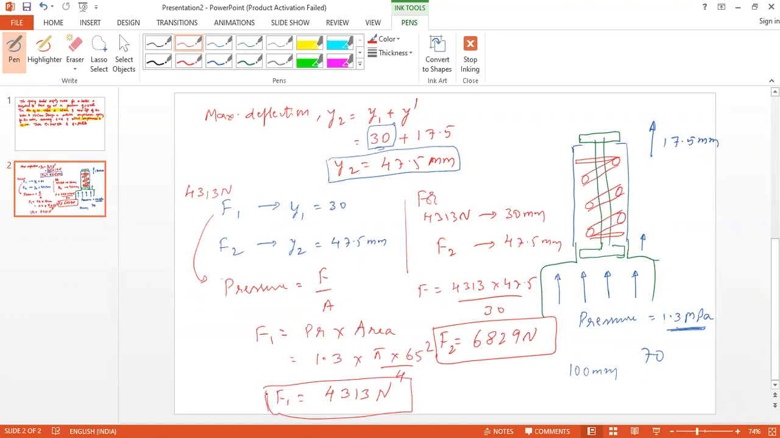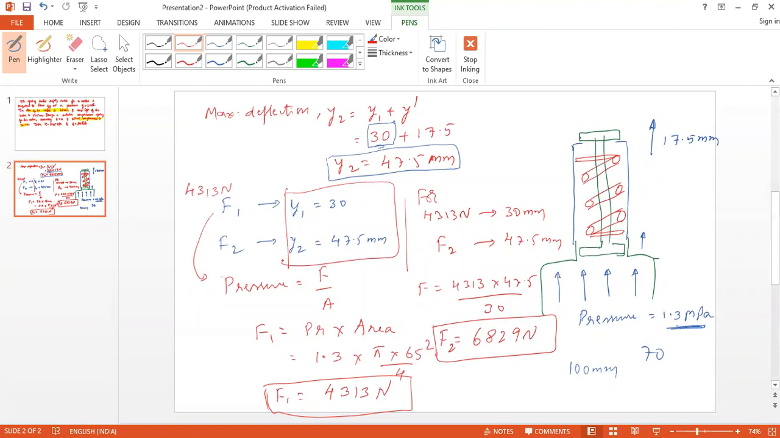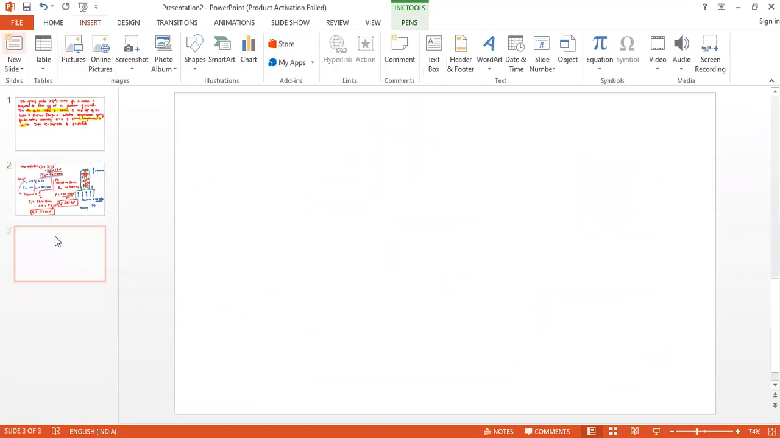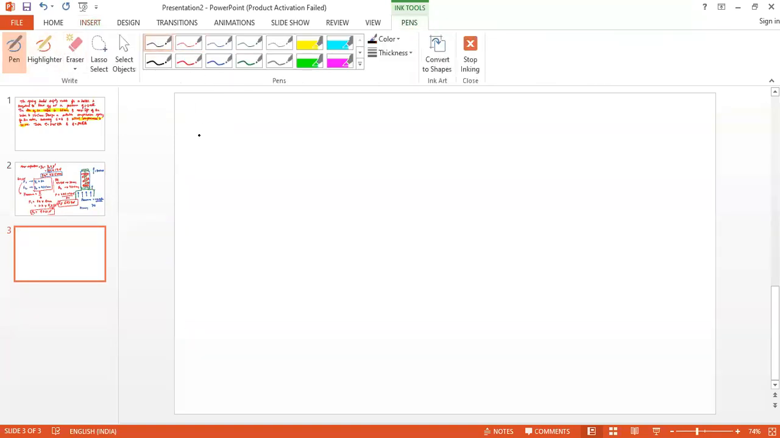So we know the values of F1 and F2, Y1 and Y2. So first we need to find out the diameter of the wire. How to find the diameter of the wire? I need to use the shear stress equation.